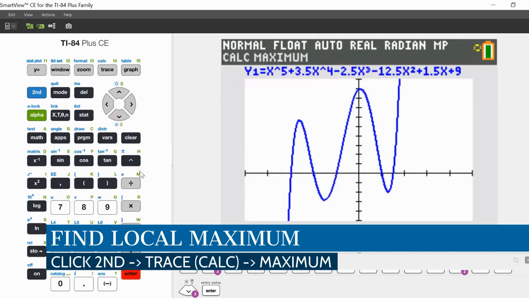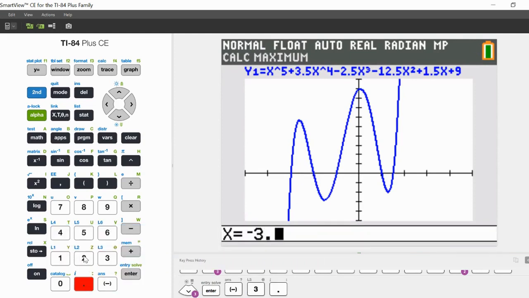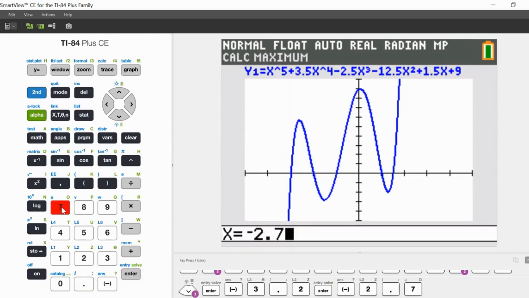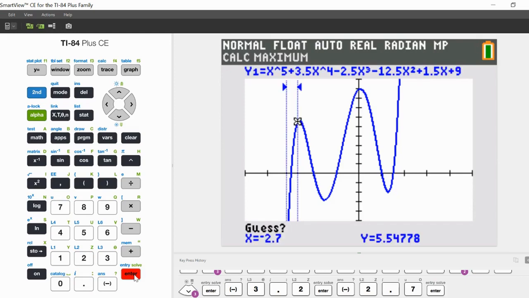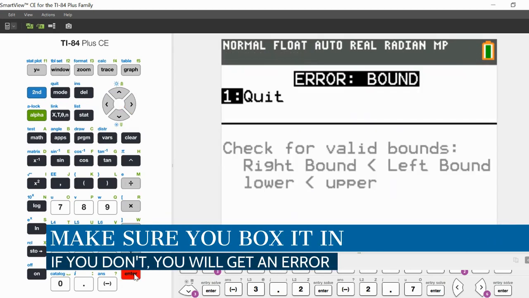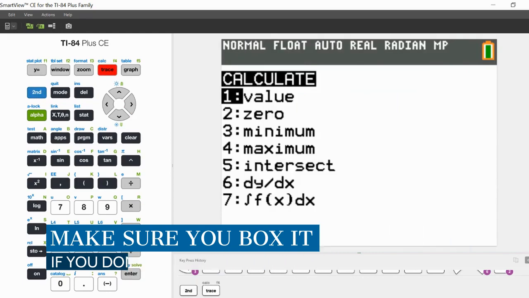To find a local max, second trace calc, and then go to maximum. So this is something you did in Algebra 2 with parabolas and stuff. So we're just going to do it again to remind ourselves. You have to make sure that you bound it. What happens if you don't bound it correctly? Well, notice I didn't actually bound something that gave me all the way up to a maximum. If that happens, I'm going to get an error. So you have to make sure you box it in with the bounds. If you don't, you're not going to get the answer.